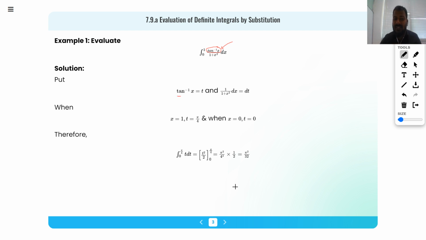Now in this case, we have taken tan inverse x equals t. Now this has become t. Now if you have taken this equal to t, it's your duty to take the differentiation of it, because we have dx as well.